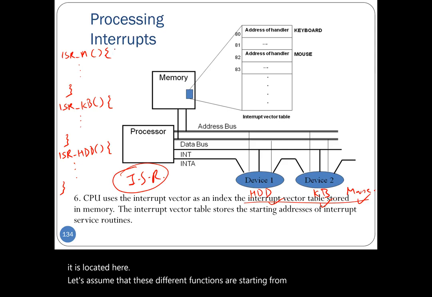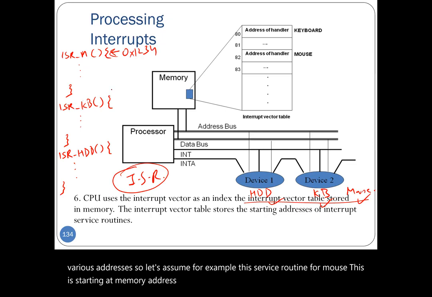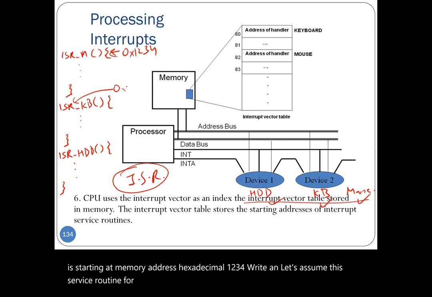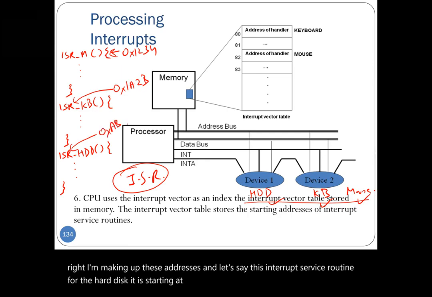So let's assume, for example, this service routine for the mouse is starting at memory address hexadecimal 1234. And let's assume there's this service routine for the keyboard. It starts at, let's say, hexadecimal 1a2b. I'm making up these addresses. And let's say this interrupt service routine for the hard disk is starting at memory address hexadecimal, let's say, abcd, and so forth.